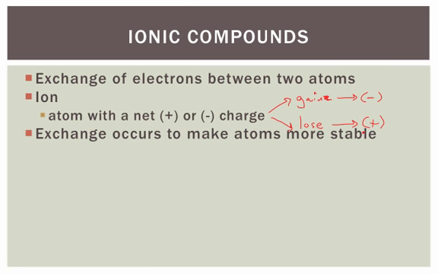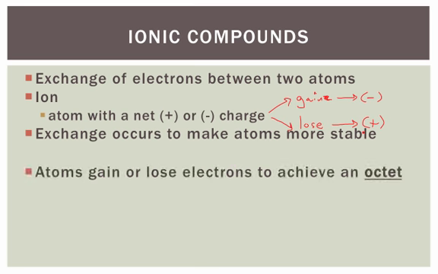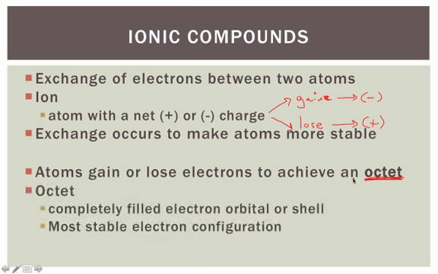This exchange occurs in order to make the atoms more stable. And that's what all chemical processes are going to be about this year, is going towards a state of increased stability. To be more specific, the atoms are gaining or losing these electrons in order to achieve something known as an octet. Now, this is a concept we're going to talk about in a lot more detail later in the year, when we talk about actual configurations of electrons. But what you need to know about an octet right now is that it represents completely filled electron orbitals or shells. This is when all the rings or all the places our electrons go are completely filled.